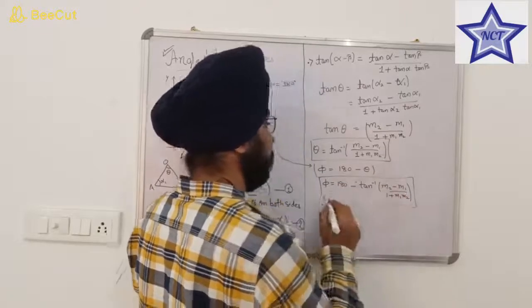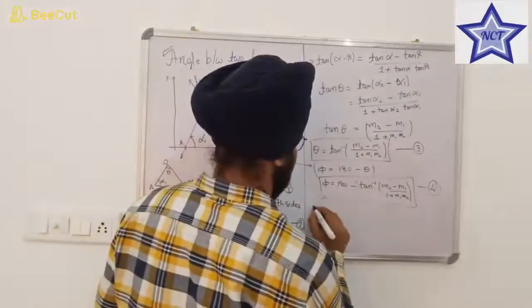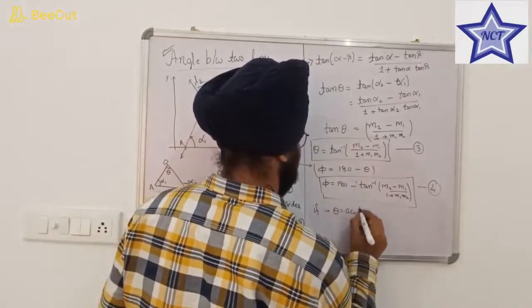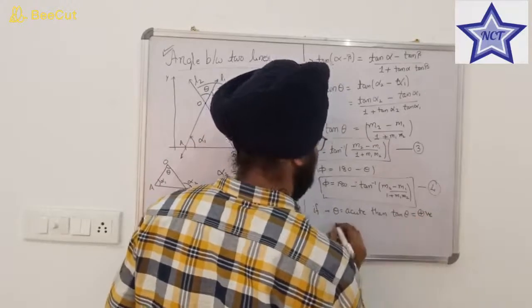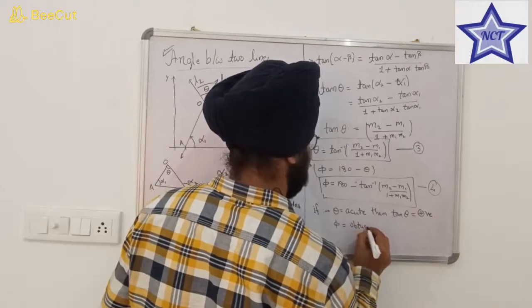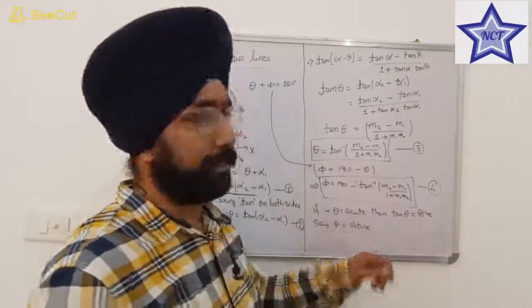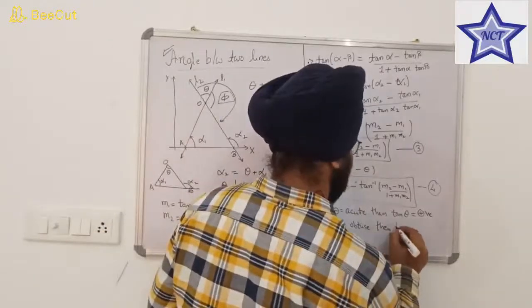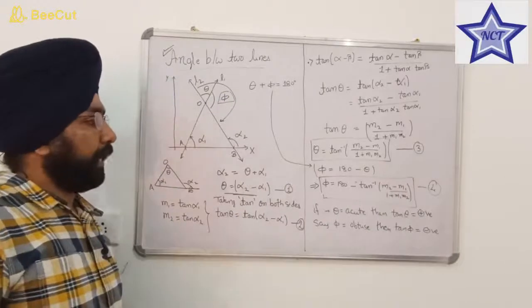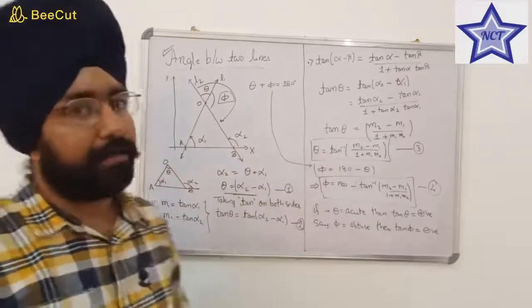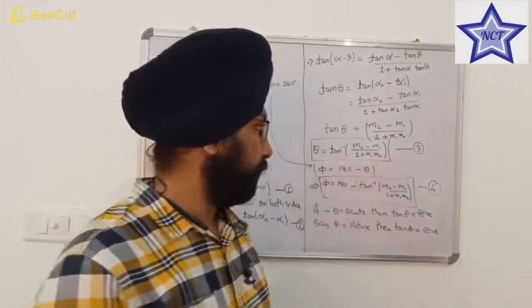So the angle between two lines gives me two results, one for theta and one for phi. So I can conclude that if theta is acute, then tan of theta will be positive, and phi is obtuse, since phi equals 180 minus theta. If theta is acute, then 180 minus theta will be obtuse, and then tan of phi will be negative. So the angle between two lines can be written as theta equals tan inverse of m2 minus m1 upon 1 plus m1 m2, and also as phi, that is 180 minus theta.